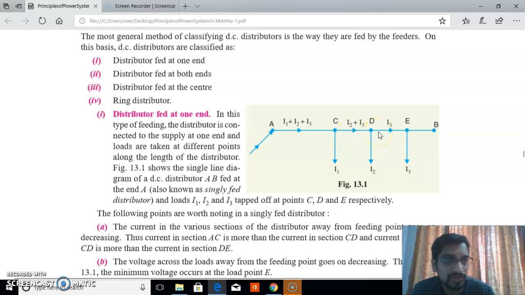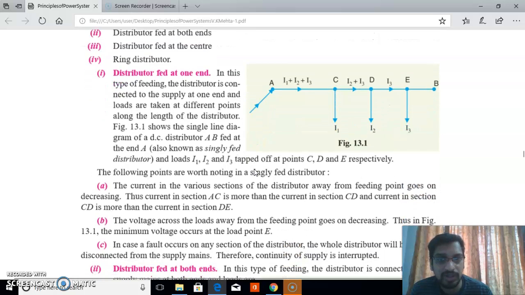Then what is the voltage drop across DE? That is current into resistance. So the current is I3, and let RDE be the resistance along the DE. So the voltage drop along the DE equals RDE into I3. Okay, so that is the distributor fed at one end.